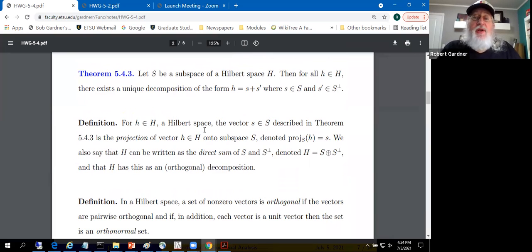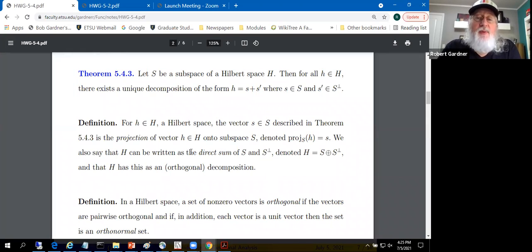For H, a vector in a Hilbert space, the vector S described above, where we had written H is S plus S prime in terms of the subspace and the perp space, this vector S is called the projection of vector H onto subspace S, represented as given here. It's the projection of vector H onto subspace capital S equals lowercase s. I read it carefully to distinguish between the fonts. It's hard to tell when there's sometimes subscripts and sometimes not.